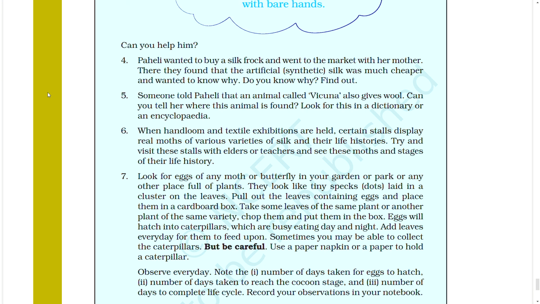5. Someone told Paheli that an animal called vicuna also gives wool. Can you tell her where this animal is found? Look for this in a dictionary or any encyclopedia.